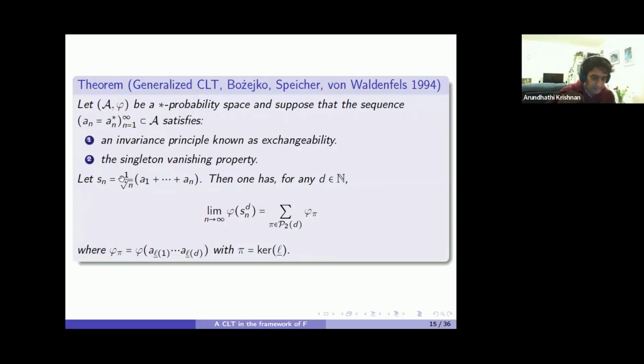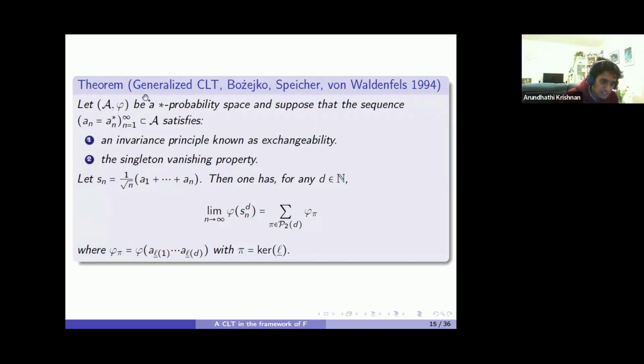This is a notion that exists in classical probability, and it's just generalized here to noncommutative probability. And then the second property you want a_n to satisfy is the singleton vanishing property. So this means you want phi of a product of a_i's to be 0 if any index appears exactly once in that product. If there's a singleton in the product, then the value becomes 0. So that's the singleton vanishing property.